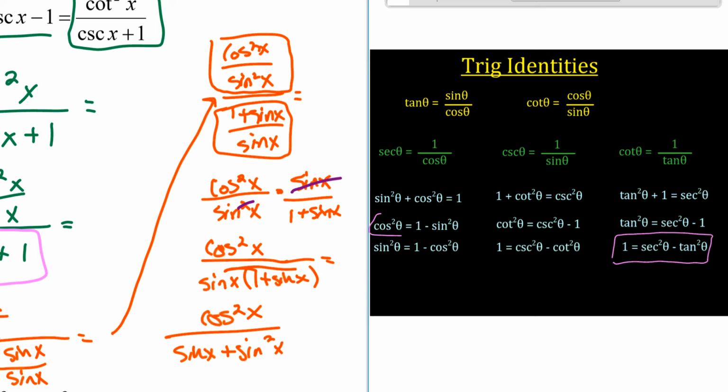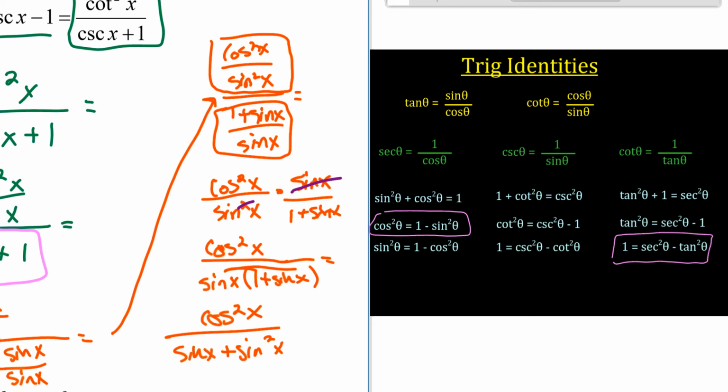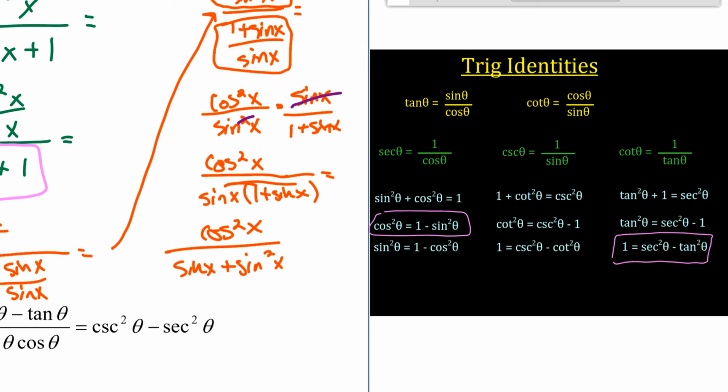Maybe I can change cosine squared into 1 minus sine squared, and then actually that will work. I'm seeing a couple steps ahead here, so let's do that. I'm going to change the top thing here. I think this will work. And I'm going to show you a quicker way to do this one than this 25-step process that I'm doing. So this is 1 minus sine squared x over sine x plus sine squared x. I'm kind of bleeding into the next workspace, but that's all right.